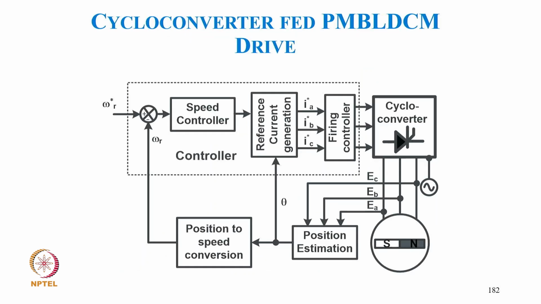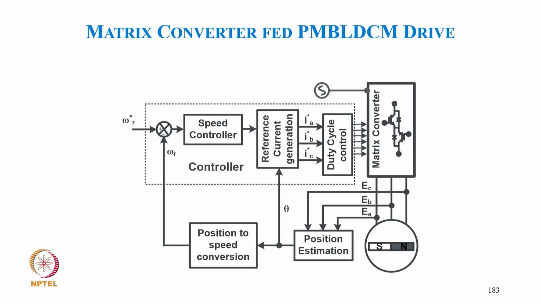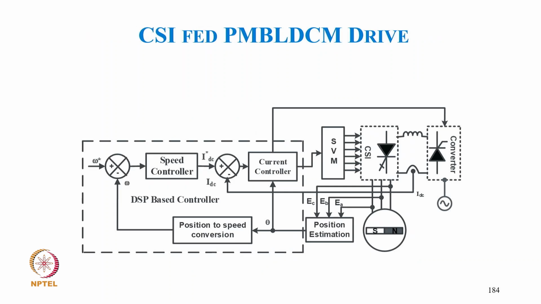And this is typically the cycloconverter drive. So we have back EMF sensing, and from it we get the position and speed. The speed controller gives the magnitude of current, and from the position we get the three-phase reference currents IA star, IB star, and so on, and the feedback current is given. We get the control for the cycloconverter. And this is for the matrix converter. We get the three back EMFs, the position and speed control, then the reference current and feedback current. We get the duty cycle control.